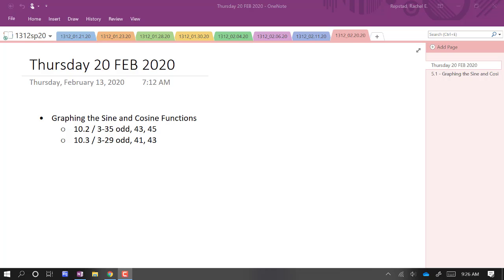All right, so today we're going to learn how we graph the sine and cosine functions and make graph transformations, recognize those transformations. And then on the other side of break, we'll look at the other trig functions like tangent and cotangent and secant and cosecant.